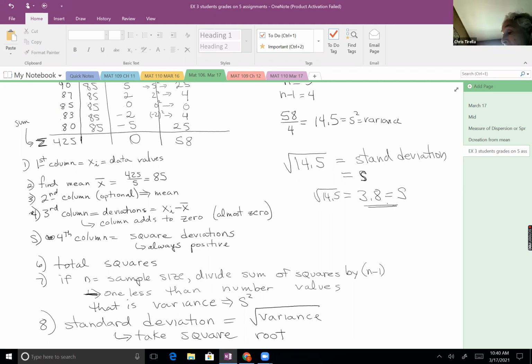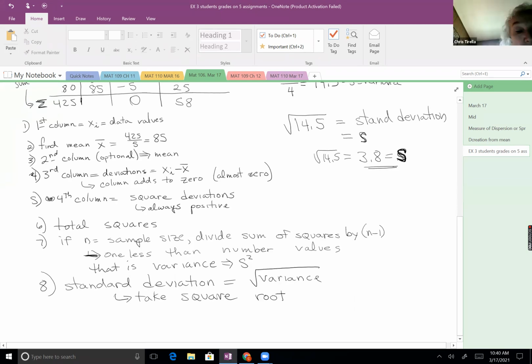Shall we try a couple more? That's a 5, right? This here is an s. What's an s? Yeah, s is the symbol for standard deviation.